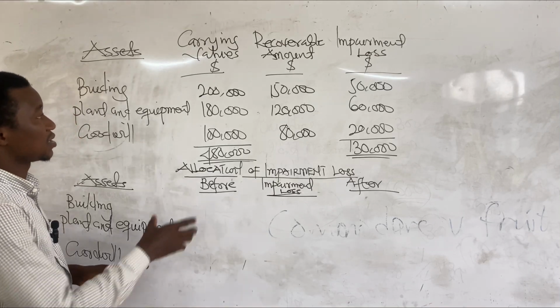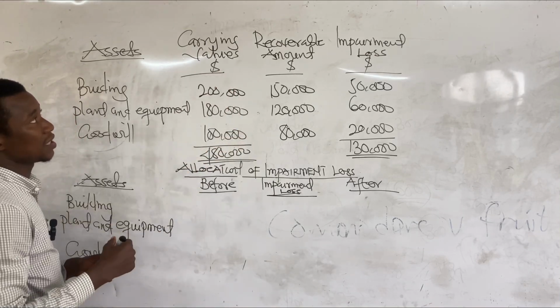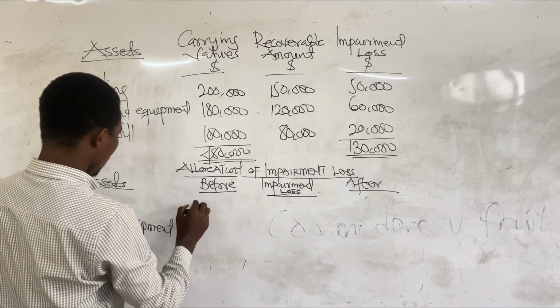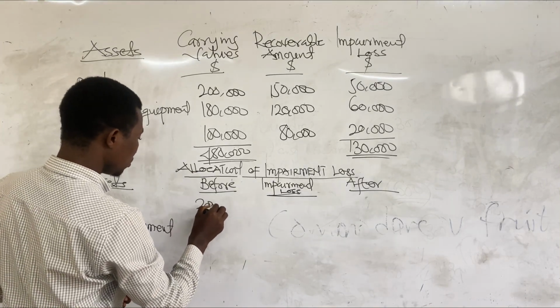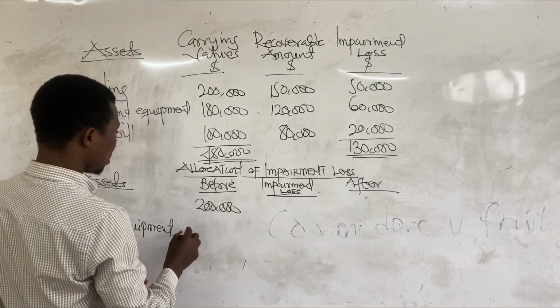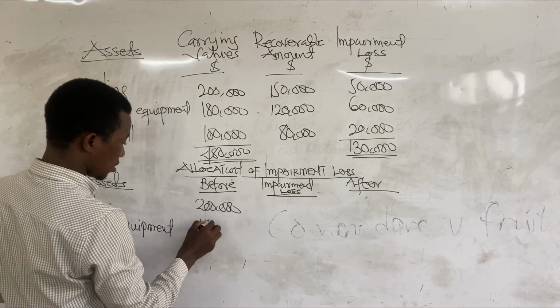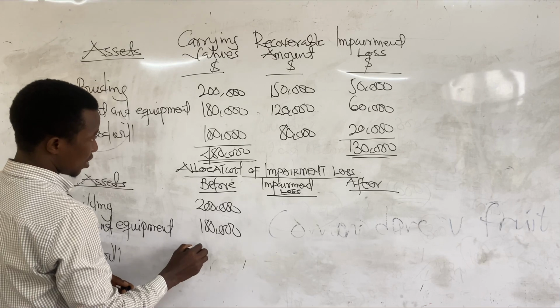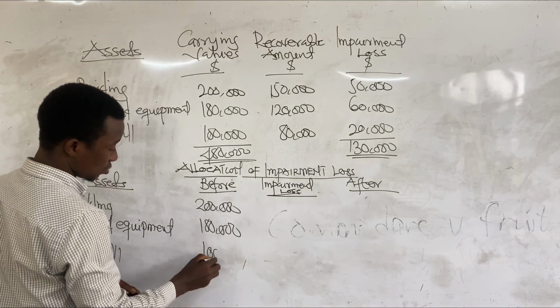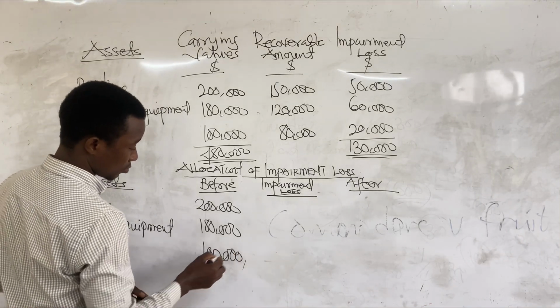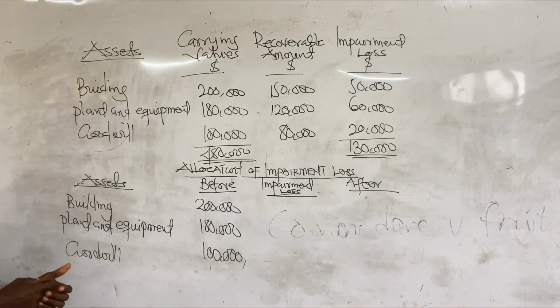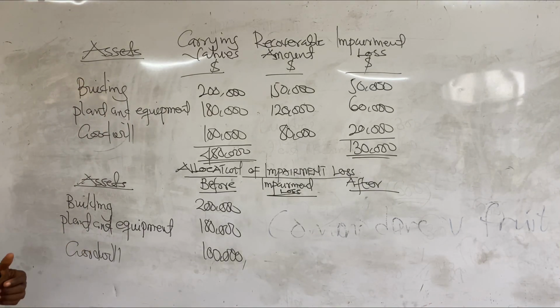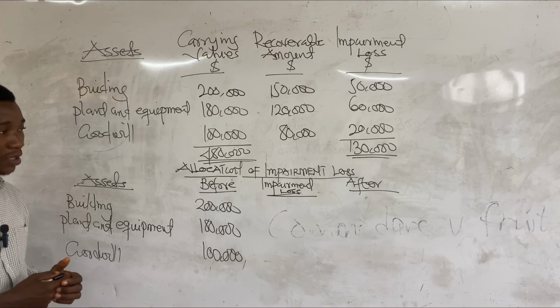So before impairment, the carrying values here are the same. So we have 200,000 for building, we have 180,000 for plant and equipment, and we have 100,000 for goodwill. Very good. So the next thing to do is the allocation of the impairment loss.